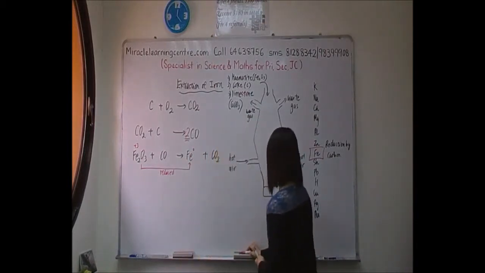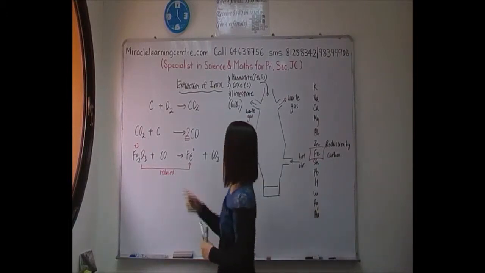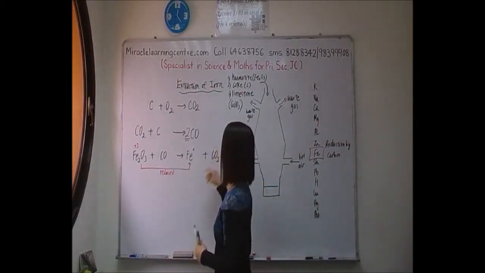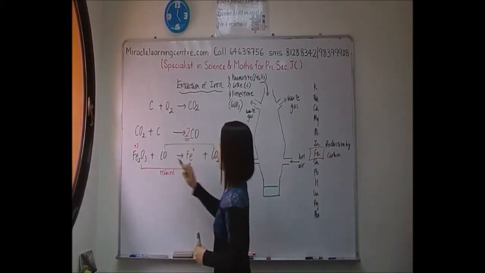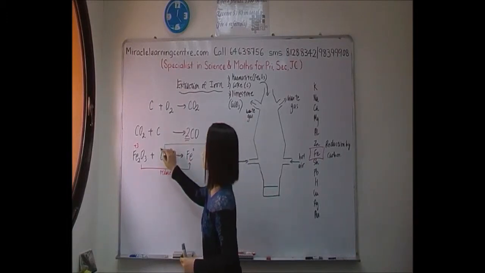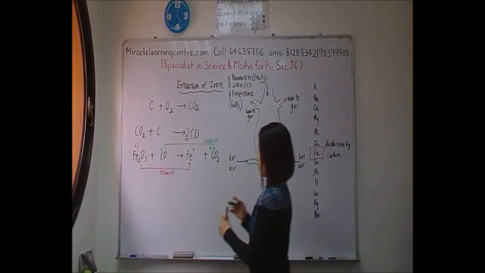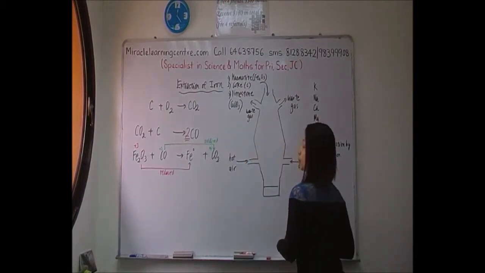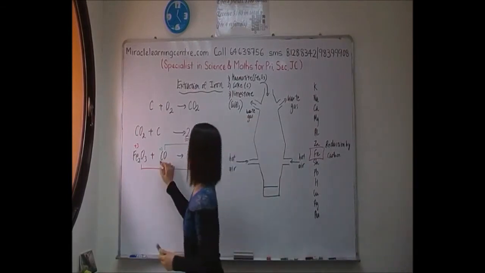Okay, this equation is not balanced yet. We just finish with this, then we go on to balancing. Carbon monoxide becomes carbon dioxide. It has been oxidized: gain in oxygen, and oxidation number also increases from +2 to +4. So this is a redox reaction. Carbon monoxide is acting as a reducing agent.